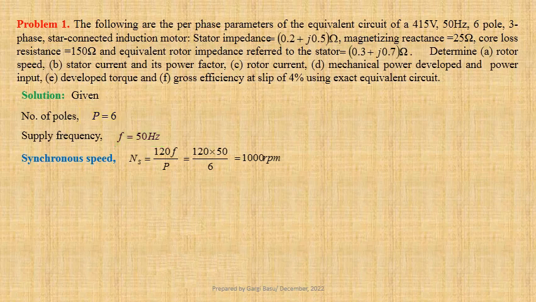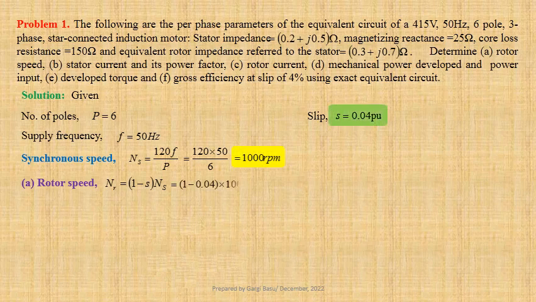Now we shall calculate rotor speed. Nr equals (1 minus S) times Ns. Given slip S equals 0.04 per unit. Therefore, Nr equals (1 minus 0.04) into 1000, that gives us 960 revolutions per minute.